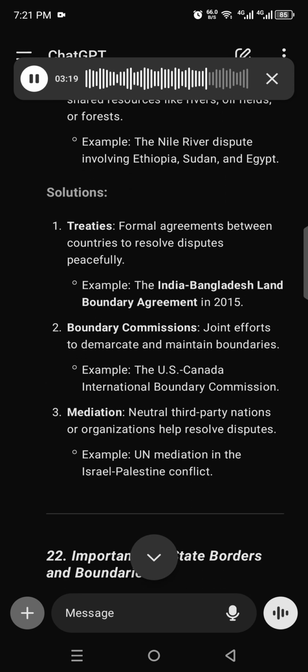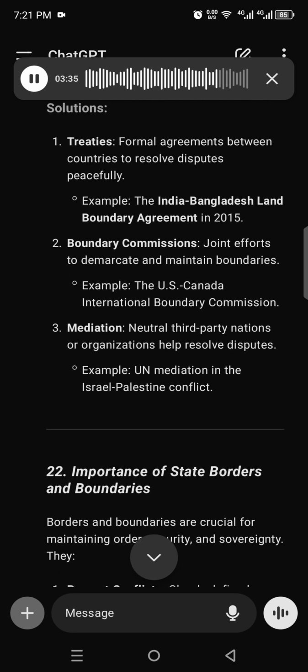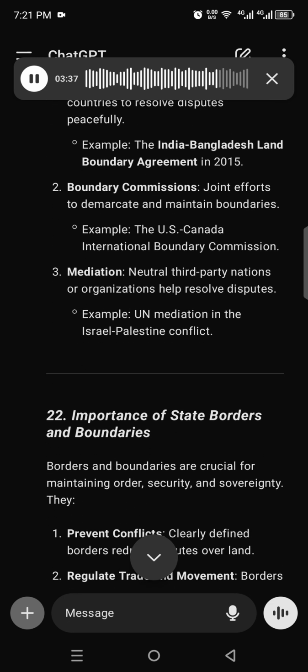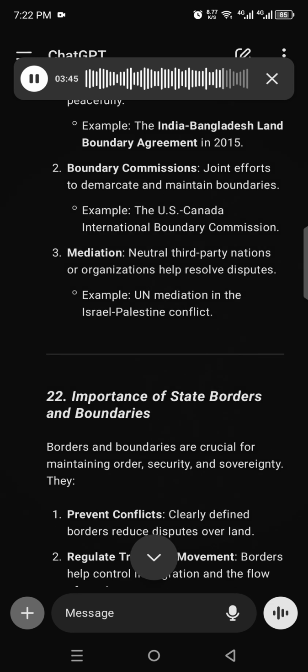Solutions. 1. Treaties. Formal agreements between countries to resolve disputes peacefully. Example, the India-Bangladesh Land Boundary Agreement in 2015. 2. Boundary commissions. Joint efforts to demarcate and maintain boundaries. Example, the U.S.-Canada International Boundary Commission. 3. Mediation. Neutral third-party nations or organizations help resolve disputes. Example, UN mediation in the Israel-Palestine conflict.